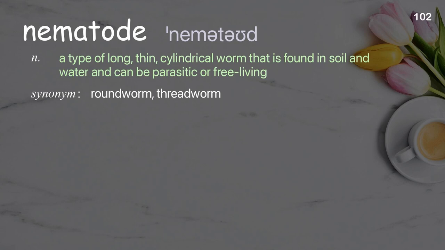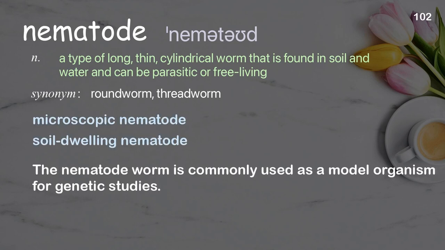Nematode. A type of long, thin, cylindrical worm that is found in soil and water and can be parasitic or free-living. Examples: microscopic nematode, soil-dwelling nematode. The nematode worm is commonly used as a model organism for genetic studies.